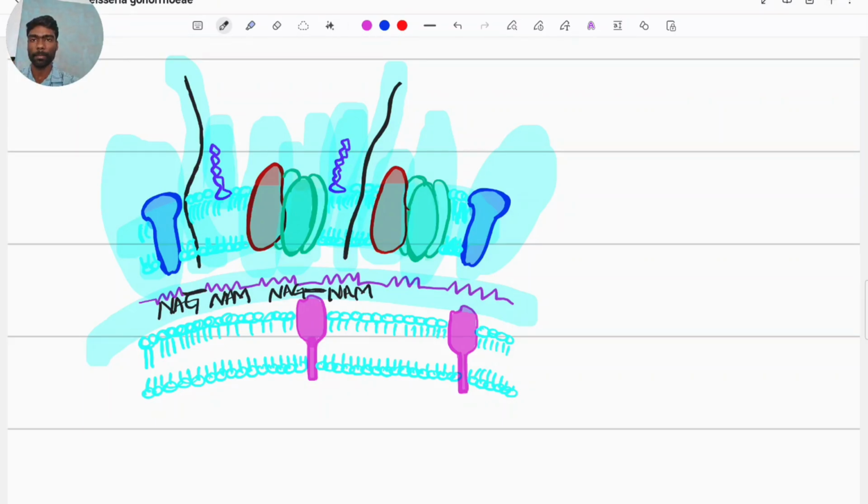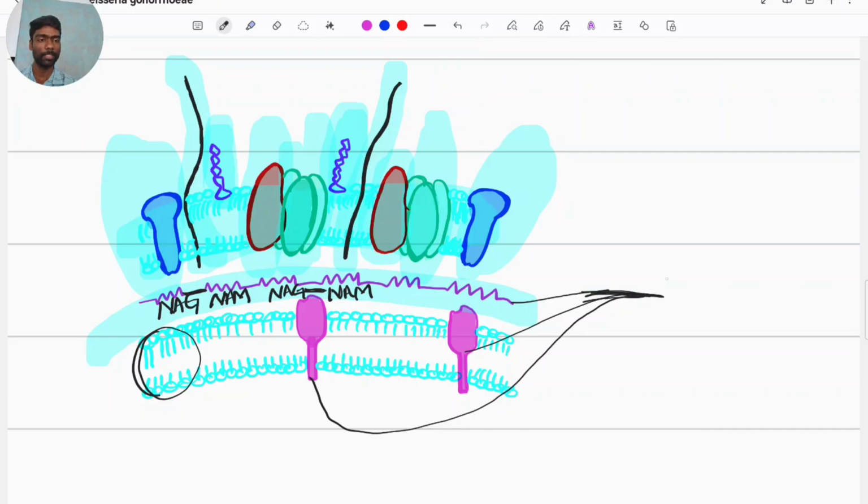Then the cell membrane. Here I have drawn in pink color only the peptidoglycan and these 2 proteins in the inner cell membrane. What are these? They are nothing but penicillin binding protein 1 and penicillin binding protein 2, which produce and maintain the peptidoglycan layer, which is the receptor or attachment site for our antibiotic penicillin.